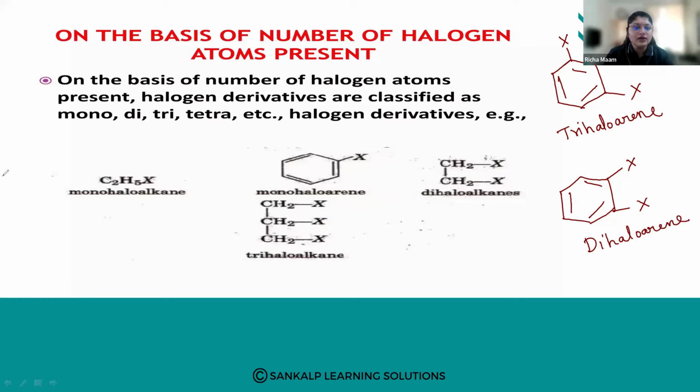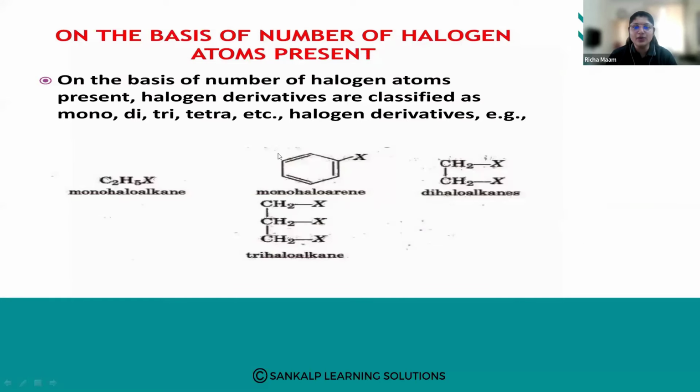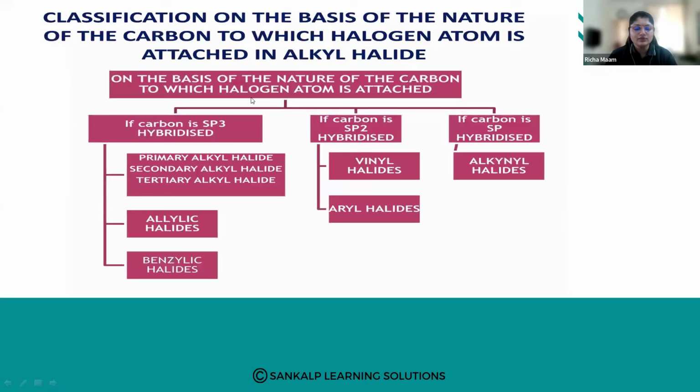So this is a classification based on the number of halogen atoms, and whether it is aliphatic or aromatic. This was the first classification based on the number of halogen atoms. Next is the classification on the basis of the nature of the carbon to which the halogen atom is attached in the halide. These monohalo compounds are further classified.